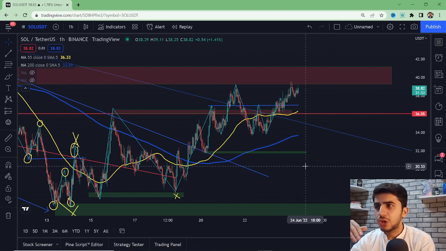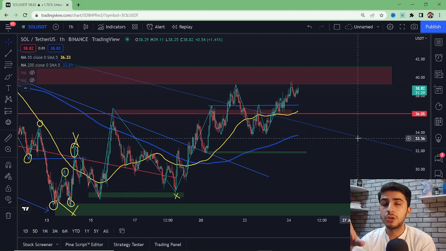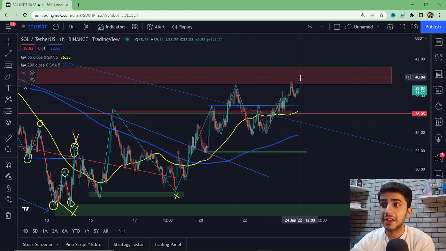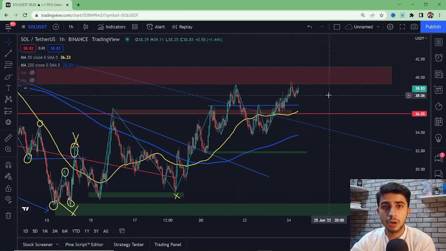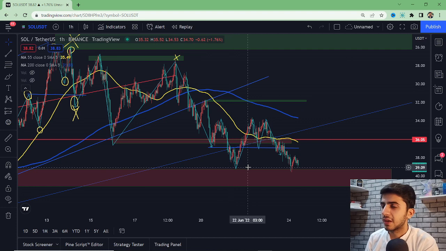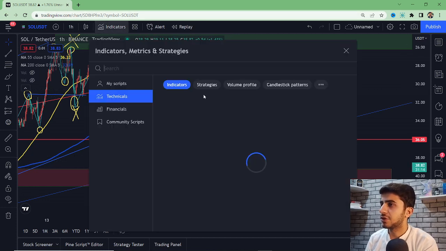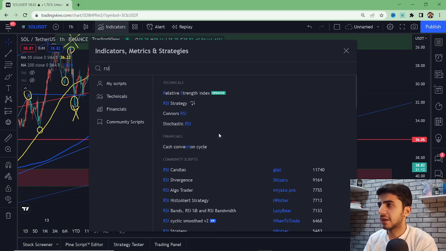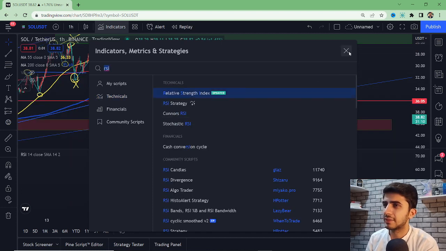So what do I expect from this point? Well, first of all, I have to warn you that this thing right now is called a double top pattern. It is almost the same as a double bottom. If I flip the chart, you can see it's a double bottom, and along with that I want to show you the RSI and check for any possible divergence.